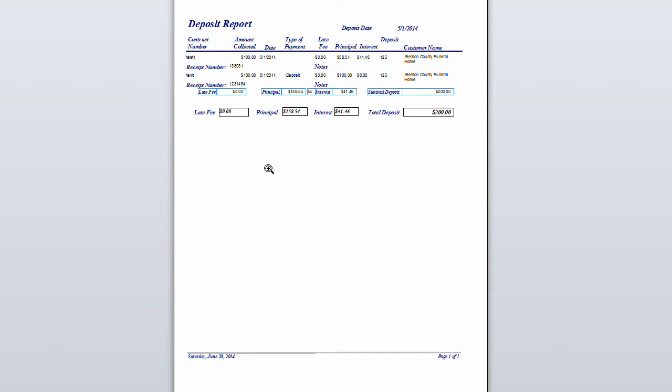So here's my deposit report. It's telling me the contract number, the amount that was collected, the receipt number because I printed them a receipt, the type of payment. This one was deposit. This must have just been a regular payment. There was no late fees. Here's the principal amount, any interest, and that was the deposit number that was associated with the deposit on that date. The customer name.